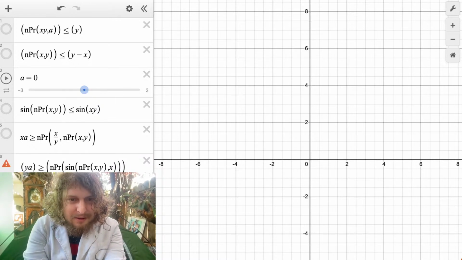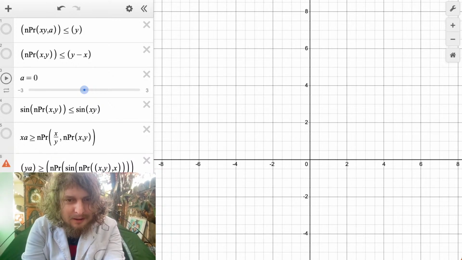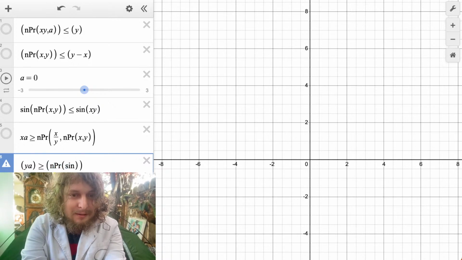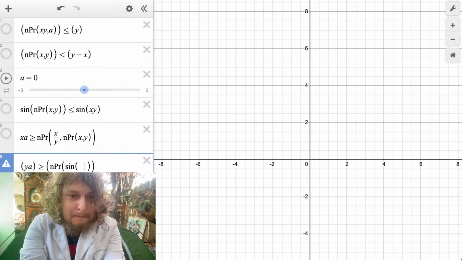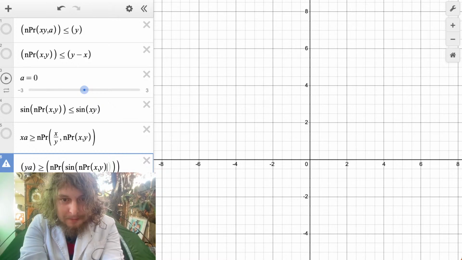then what's wrong with that? What's wrong with my parentheses? Sine requires one argument. Oh yeah. Sine of this. Do I need another parentheses there to make it work? Okay, wait. I need to rebuild this. I got confused. So the permutation of sine of the permutation of x and y, and then an x.